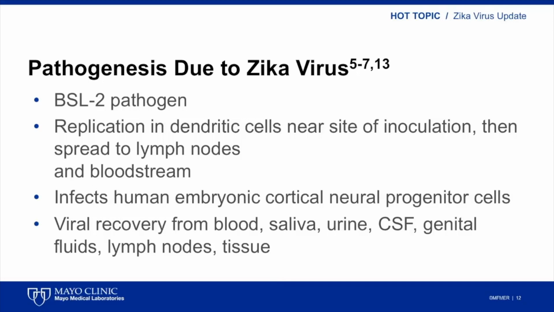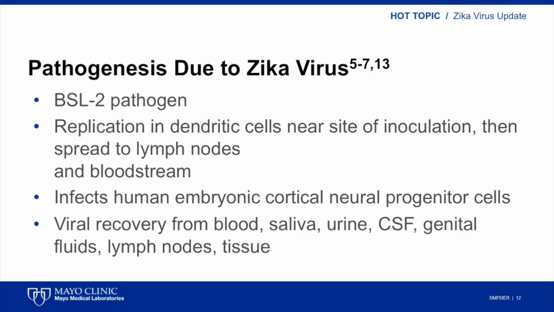As with other flaviviruses, replication of Zika virus is thought to occur in the cytoplasm or nuclei of human host dendritic cells located near the site of the bite from the infected mosquito. The virus then spreads to the lymph nodes and bloodstream. Studies in humans, mice, and primates have indicated that the Zika virus demonstrates tropism for neural progenitor tissue, resulting in neuronal degeneration and cell death.